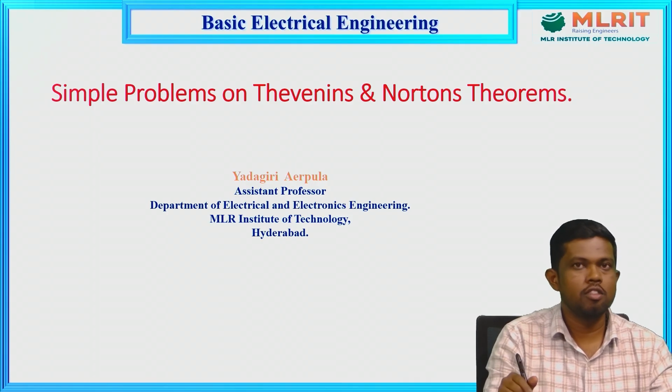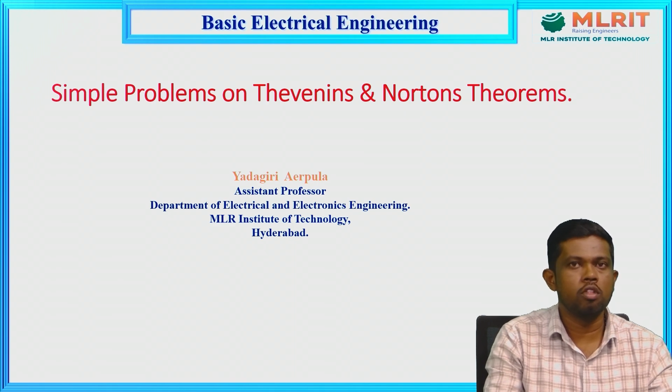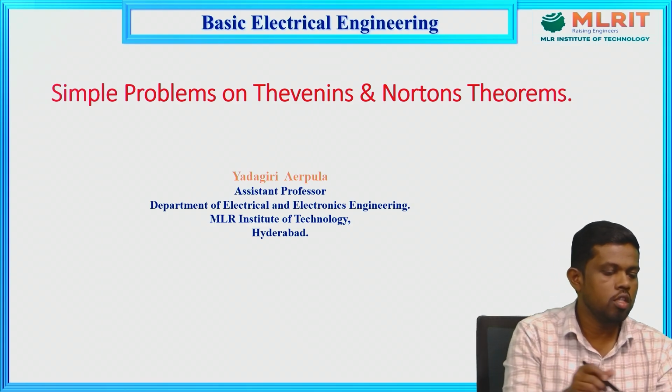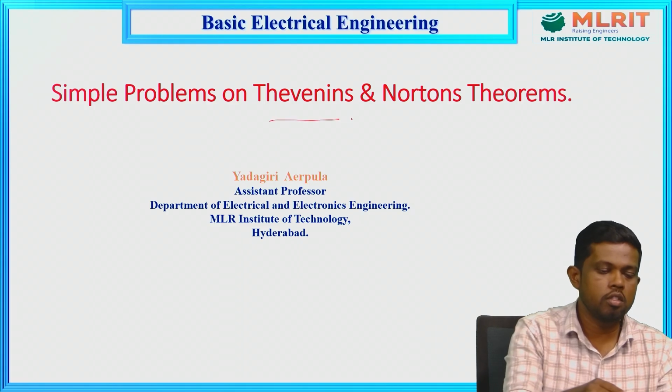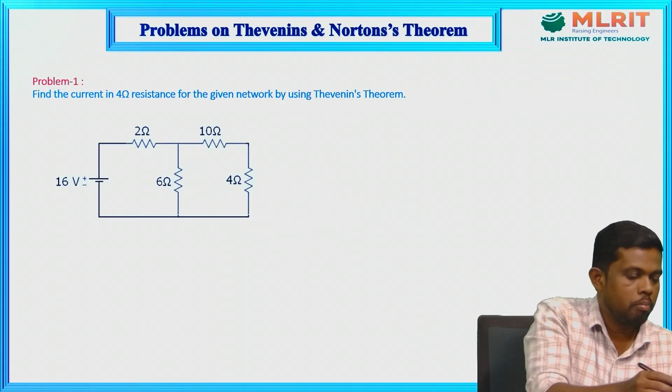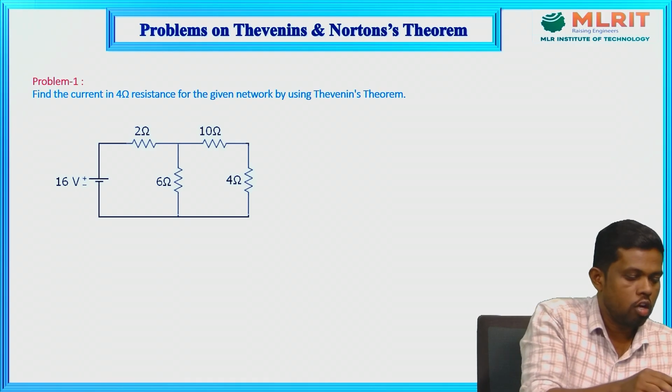In the last session, we discussed Thevenin's and Norton's theorems, both of which are network theorems. We can use both theorems to get the response quickly for any kind of complex network. In this session, we are going to discuss a simple numerical based on Thevenin's and Norton's theorem. For that, we need to take a simple problem, that is the network given below.